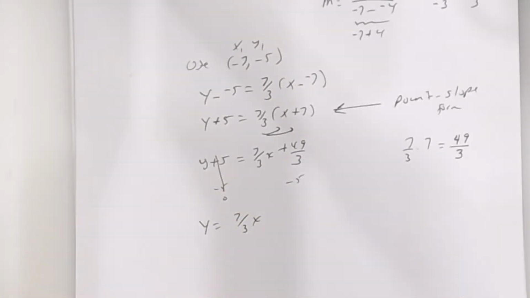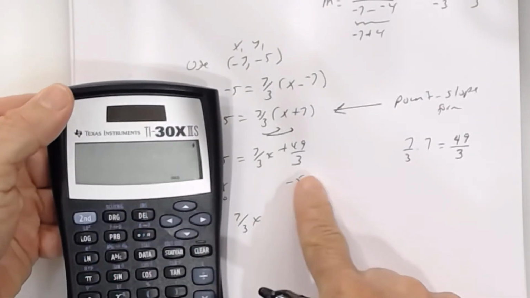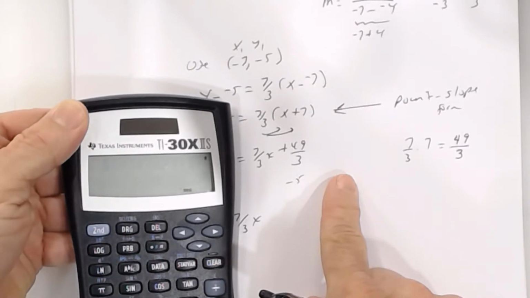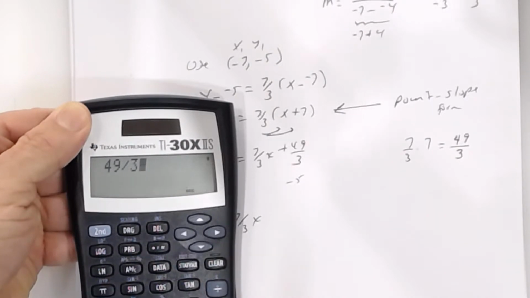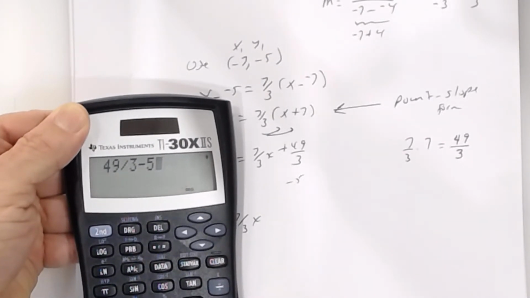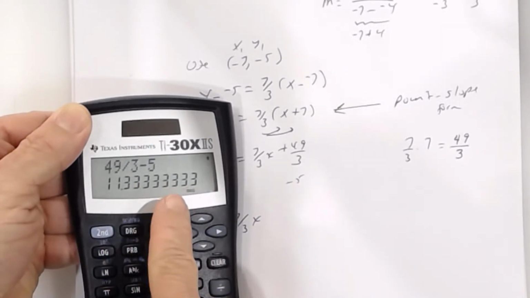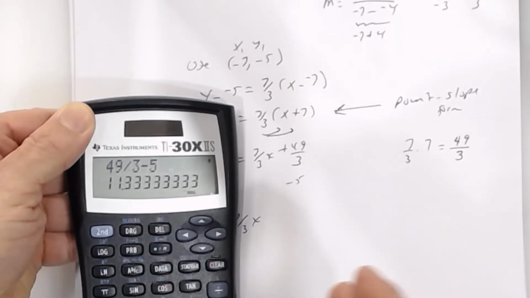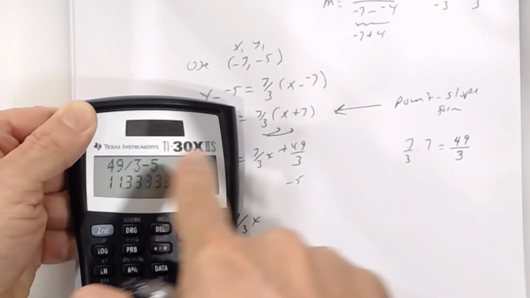Now let's use a calculator, and then we'll do it by hand. So in the calculator, what do I punch in? What do we punch in? Come on. 49 divided by 3, then subtract 5, and then enter or equal. So you get this decimal. But you've got to write your answer as a fraction. So what must you do? You've got to change this back to a mixed number.